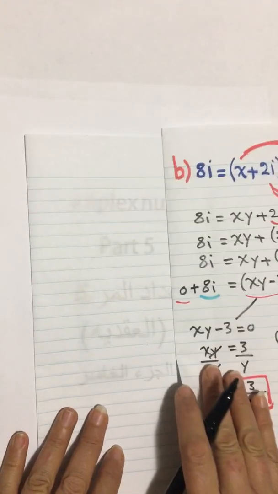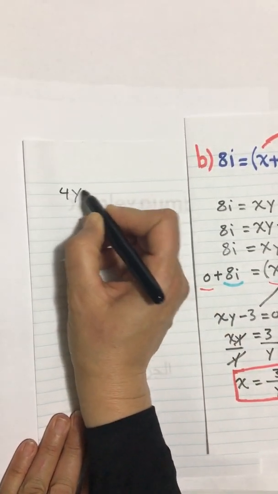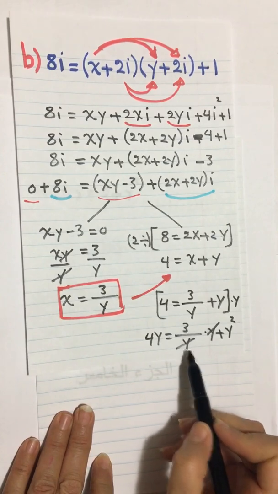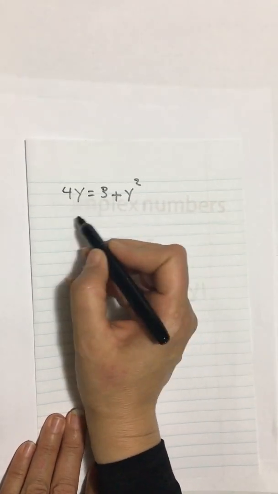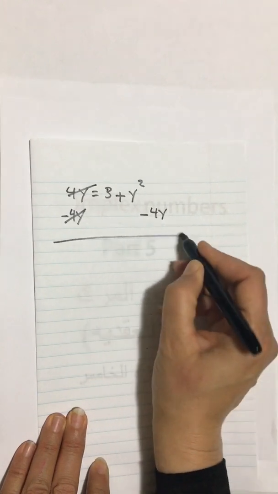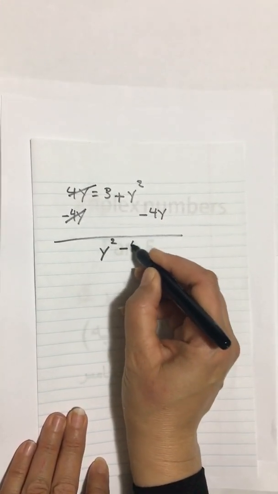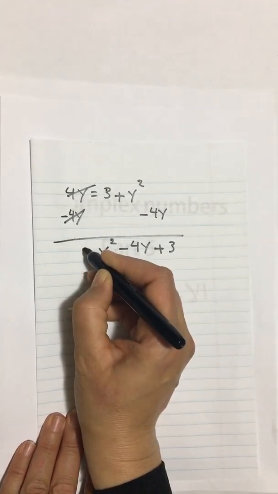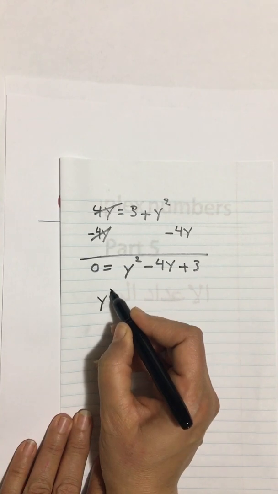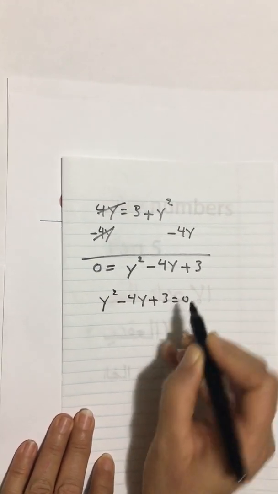We get 4y equals 3 plus y squared. So I can write negative 4y on both sides. Now I have y squared minus 4y plus 3 equals 0. I got this equation, which I write as y squared minus 4y plus 3 equals 0.